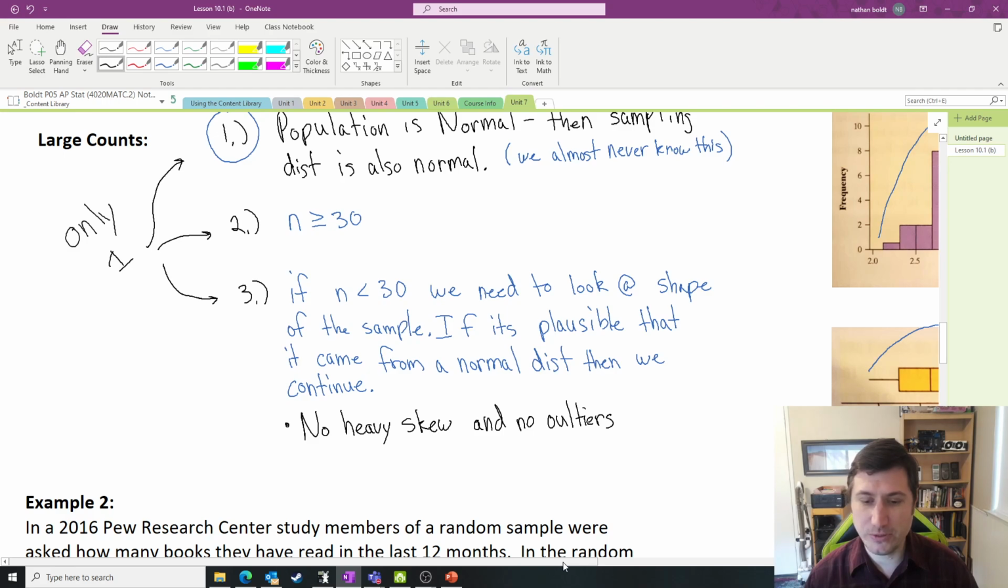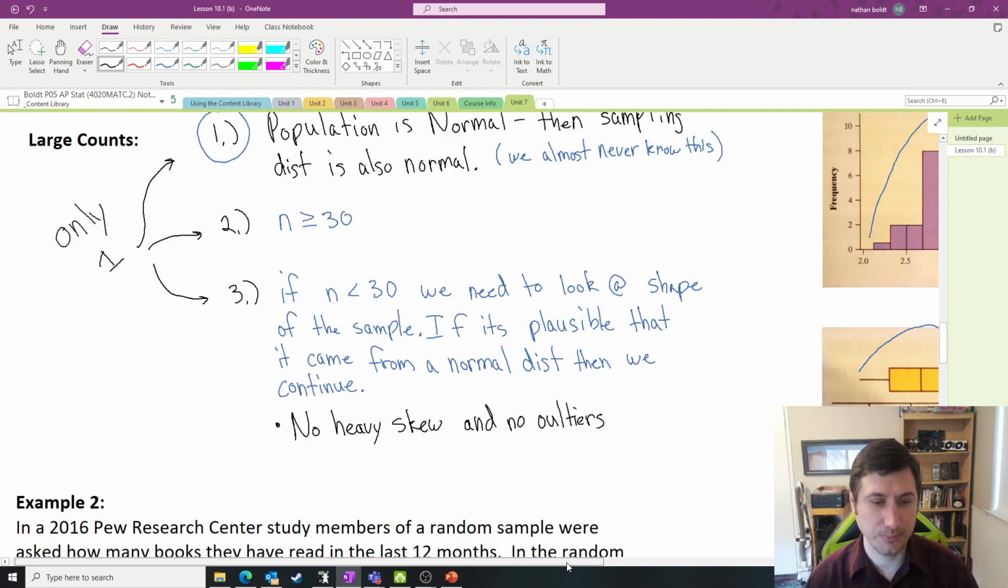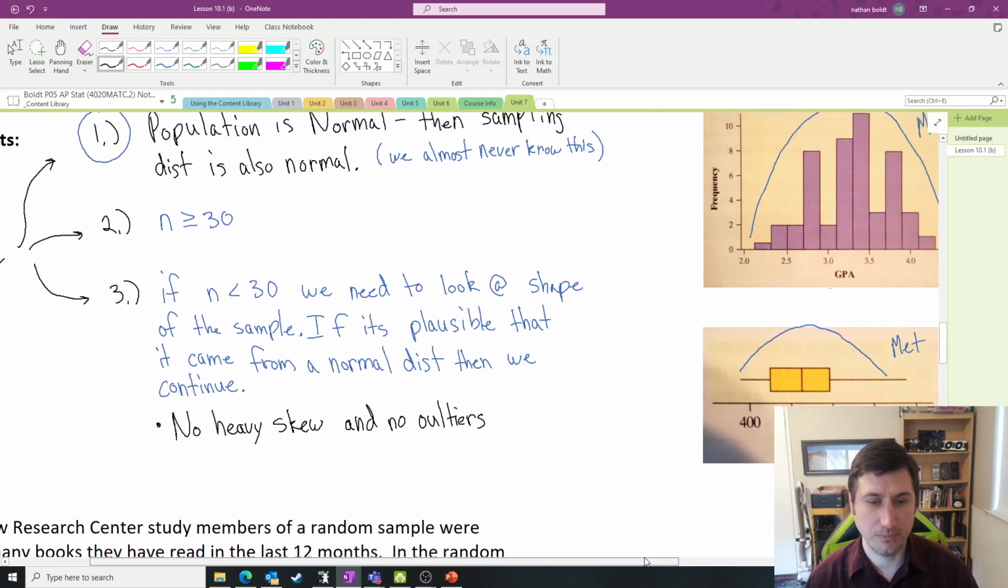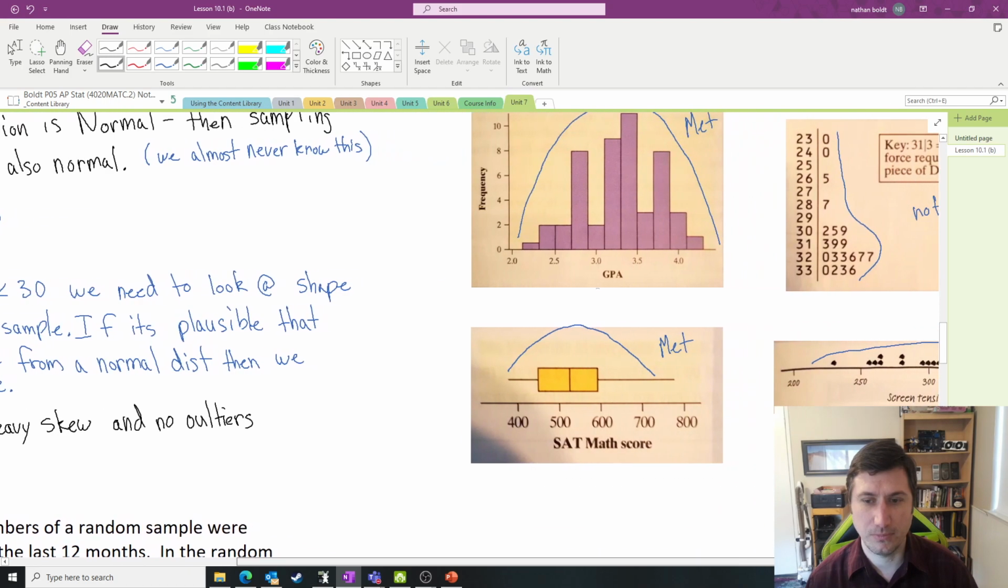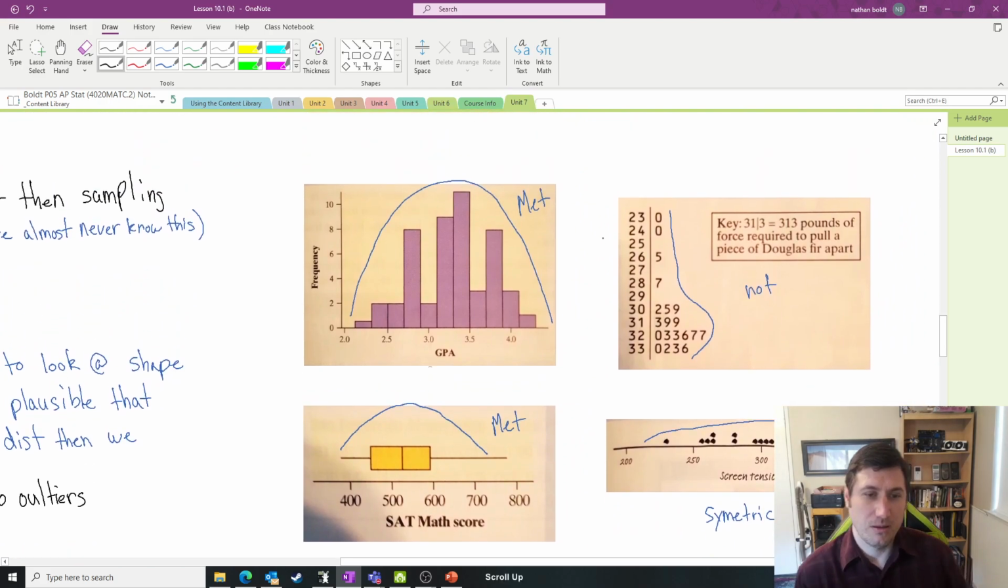So let me just give you a few examples before I let you go. We are going to keep practicing this, but I do want to try to finish the thought before I let you go. It does require a picture. So you get your sample, you have the data, and you draw a picture of it.